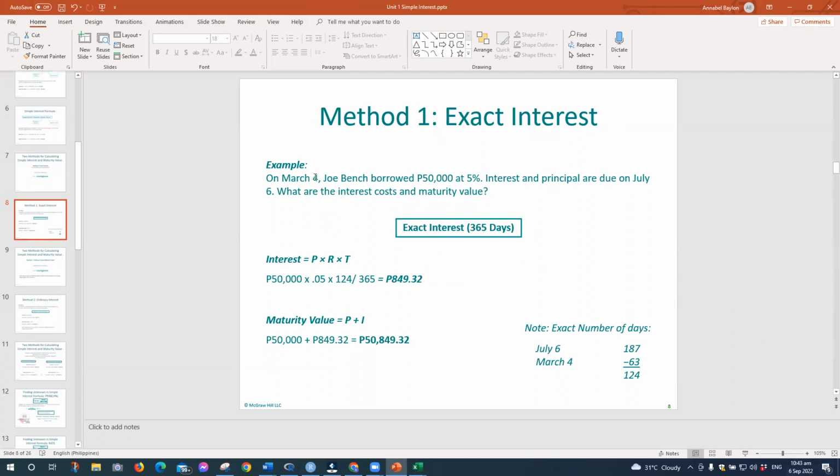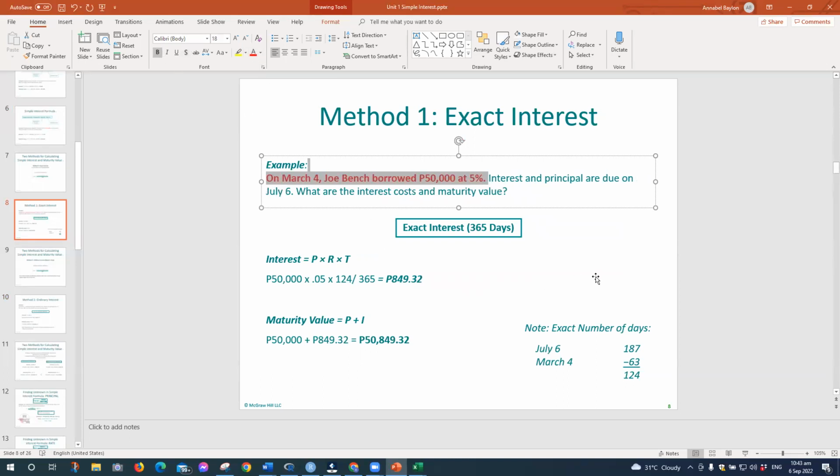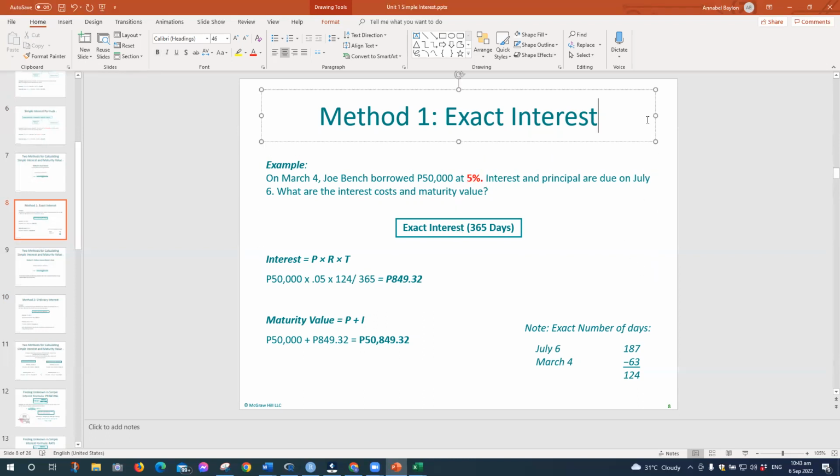On March 4, Joe borrowed 50,000 at 5% interest. Again, this is annual. Without any explanation or description at all, it's always assumed that the percent given is the nominal percent that's annual. So the question is from March 4 until July 6. We're asked to compute the interest cost and the maturity value.